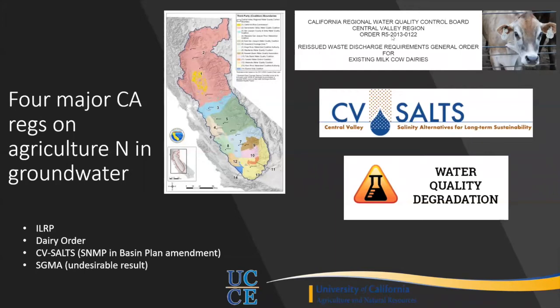resulted in amendments to the water quality plans and has a component called the Salt and Nitrate Management Plan, also regulates and proposes to regulate the nitrate in groundwater and surface water discharges from agriculture. And finally, the Sustainable Groundwater Management Act also lists water quality degradation as an undesirable result, which of course would include any degradation of groundwater quality or surface water quality by addition of nitrogen from agriculture.